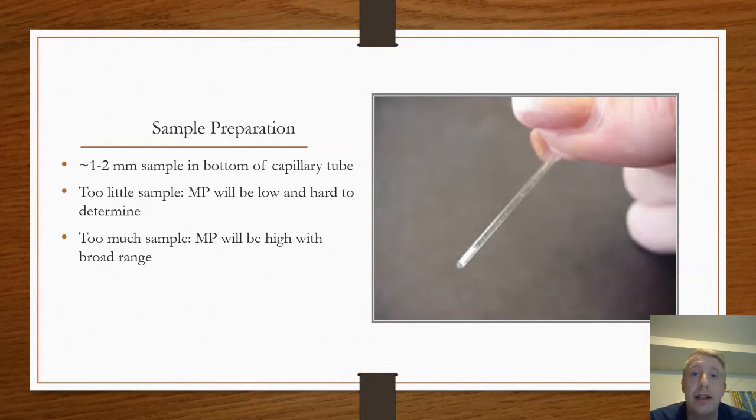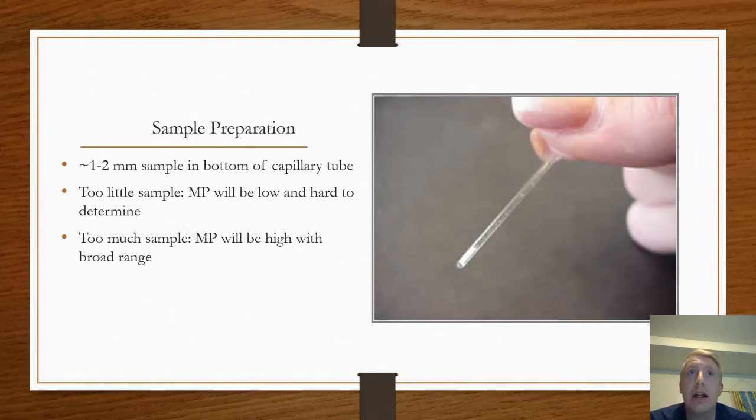Now, if we have too little sample in the tube, it'll be really hard to see through the magnifying glass when we have it in the apparatus. So it'll be really hard to determine what the melting point is. And then also the melting point, even if we can see it, will probably end up being low. If we have too much sample in the tube, the melting point is going to be high.